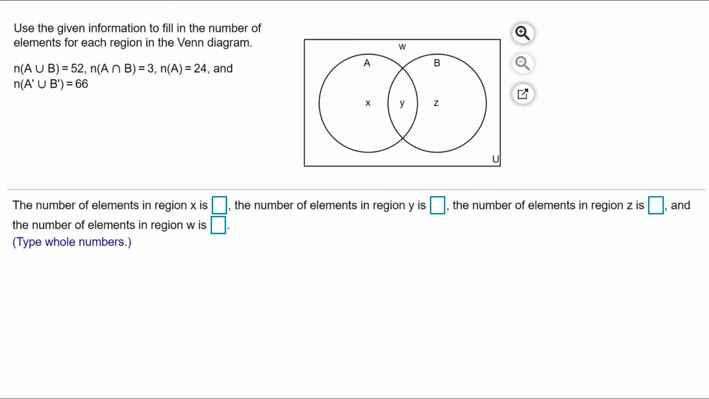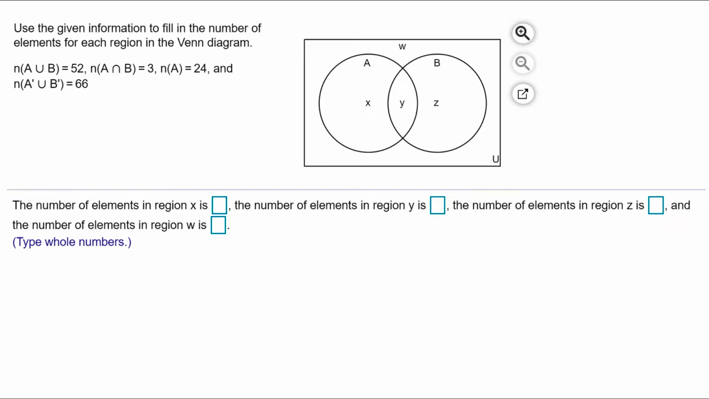All right, so for our first example, we've got a Venn diagram. We're given that the number of elements in A union B is 52. The number of elements in A intersect B is 3. The number of elements in A is 24, and the number of elements in A complement union B complement is 66. Our Venn diagram's intersection is labeled Y. The elements just in set A are labeled X. The elements just in set B are labeled Z, and the elements outside of both circles are labeled W, and so we want to find each of those regions.